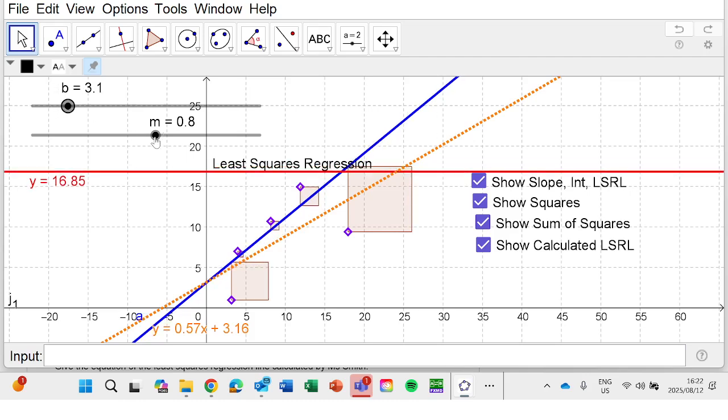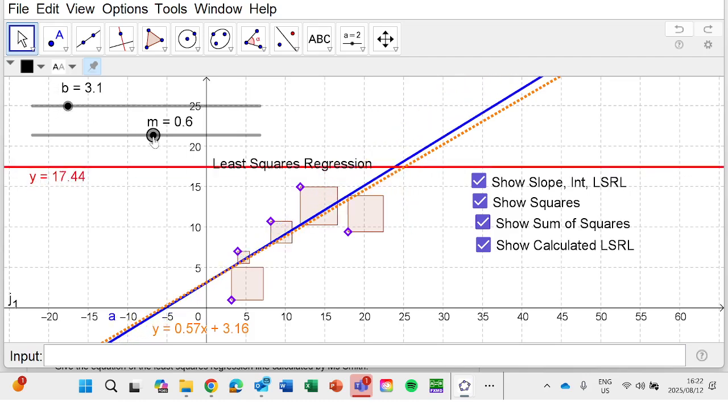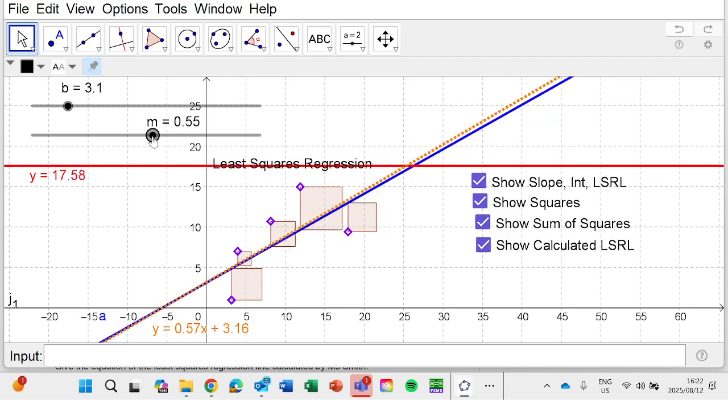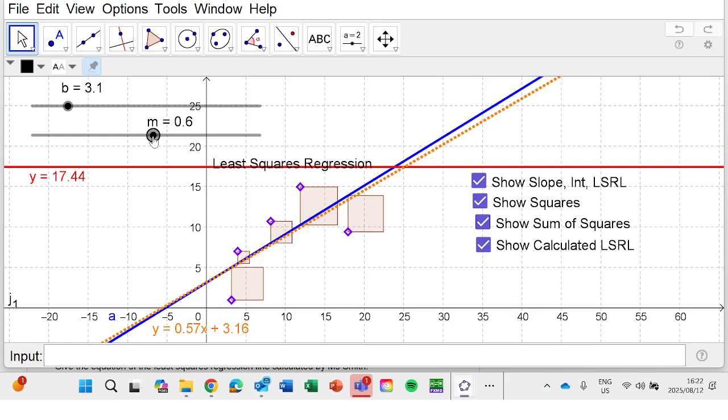Watch what happens if we make this 3.16 or so, in other words, I'm going to try and make this the same. Notice that the sum of the squares gets to about 17. That's as good as we can get here. So that's really just for interest.